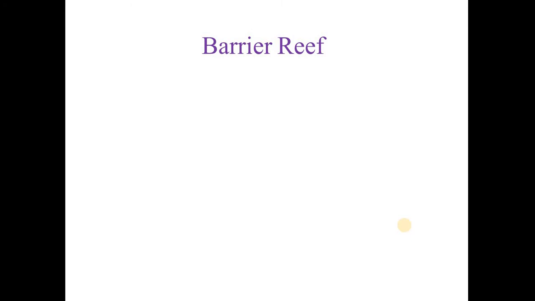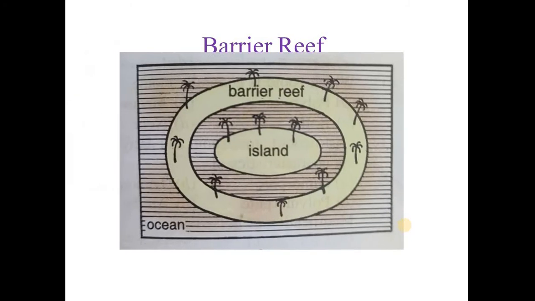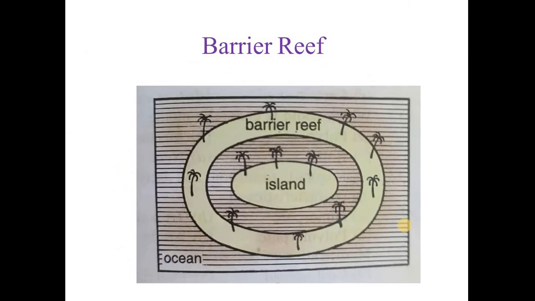Second is the barrier reef. The barrier reefs are like fringing reefs, but they are situated in the sea nearly 1 kilometer to 15 kilometers away from the shore. Therefore, navigable channel called lagoon separate these reefs from the shore. The lagoon may be 20 to 40 fathoms deep, hence it becomes navigable.